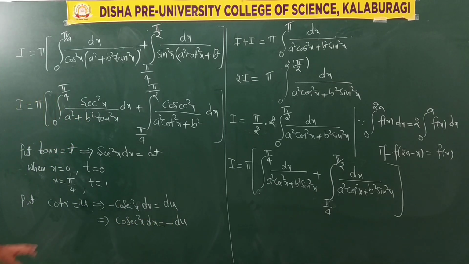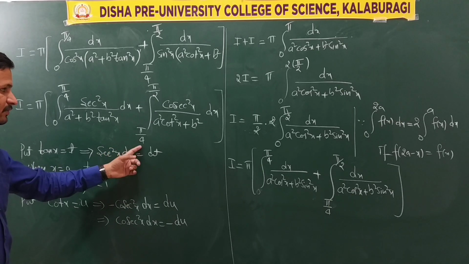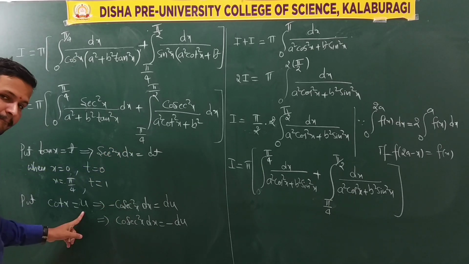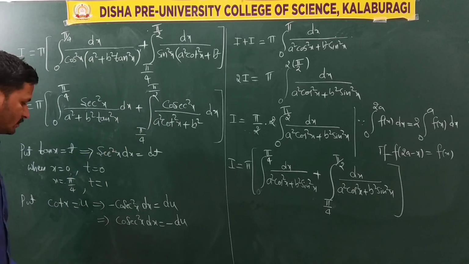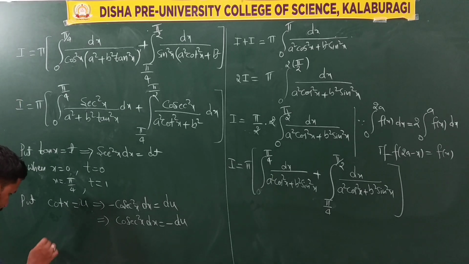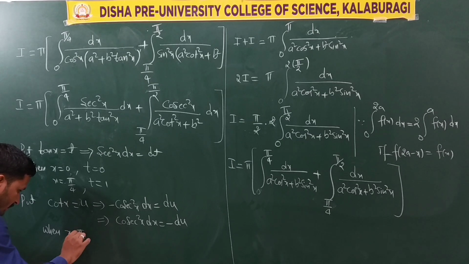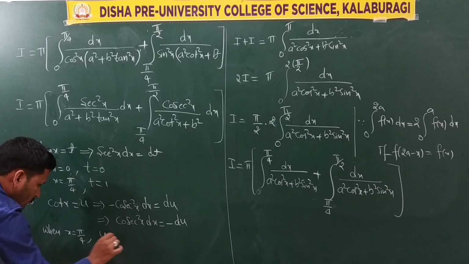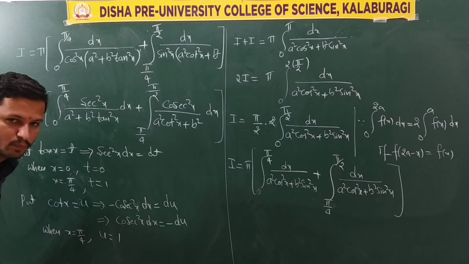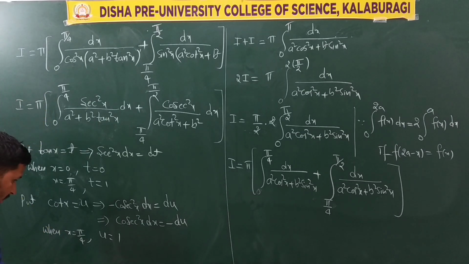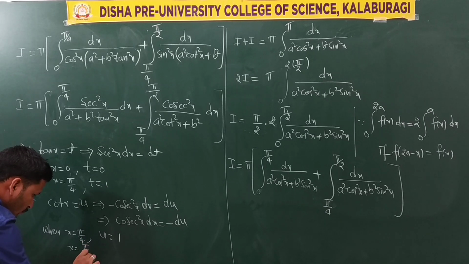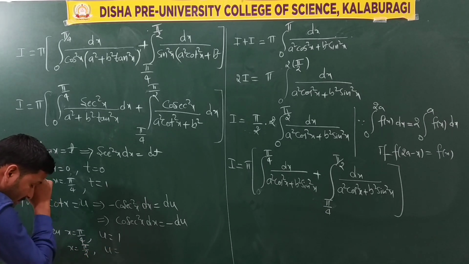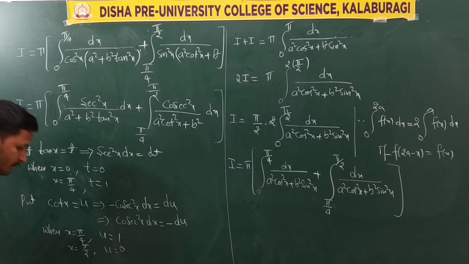And now again, when x equals pi by 4 and when x equals pi by 2, let us check the u value. When x equals pi by 4, u equals cot pi by 4, which is 1. Next, when x equals pi by 2, u equals cot 90 degrees, which is 0.